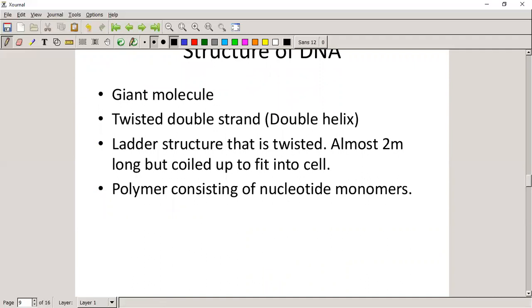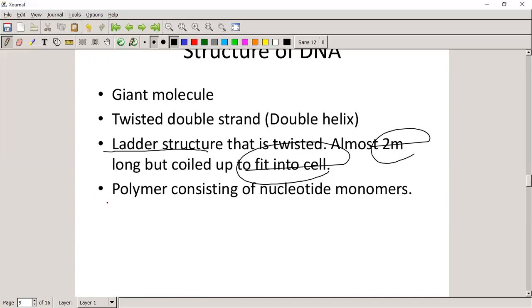Okay, so what's the structure of DNA? It's a giant molecule. It's twisted into a double strand. If you unwind it, it forms a little ladder, almost 2 meters long, but it's coiled up so it can fit inside the cell. That's very long for a thin molecule like that. And the fact that it can fit not just into the cell, but into the nucleus of the cell, is just amazing.